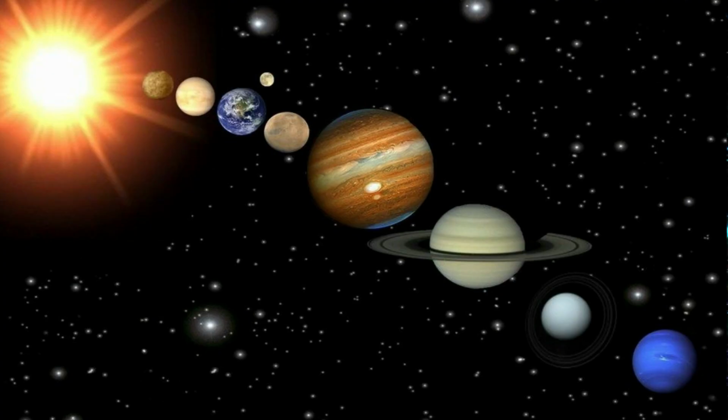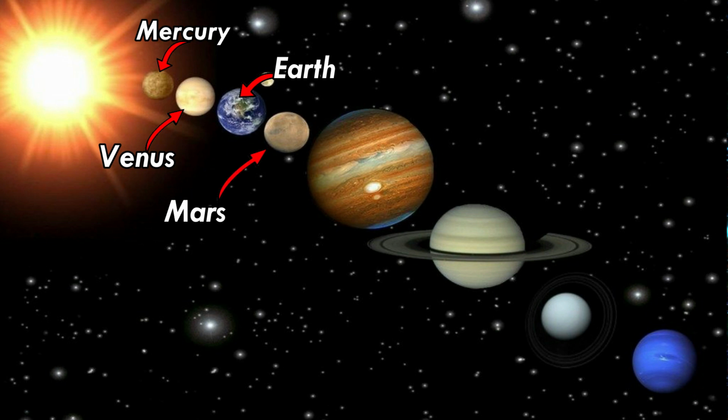The first planet is Mercury. Mercury is the closest planet to the sun. The second planet is Venus. Our planet Earth is the 3rd planet from the sun. The 4th planet is Mars.